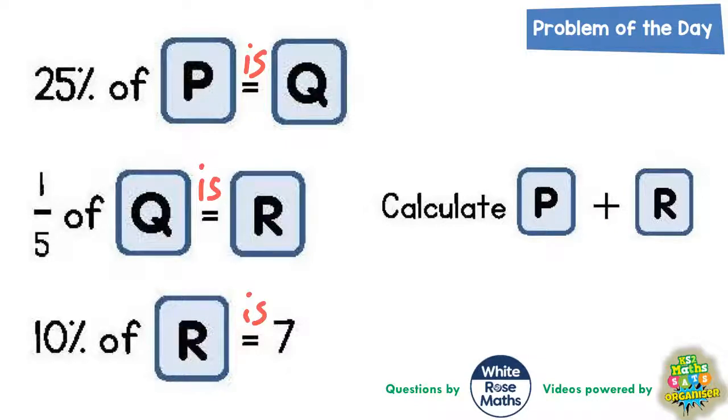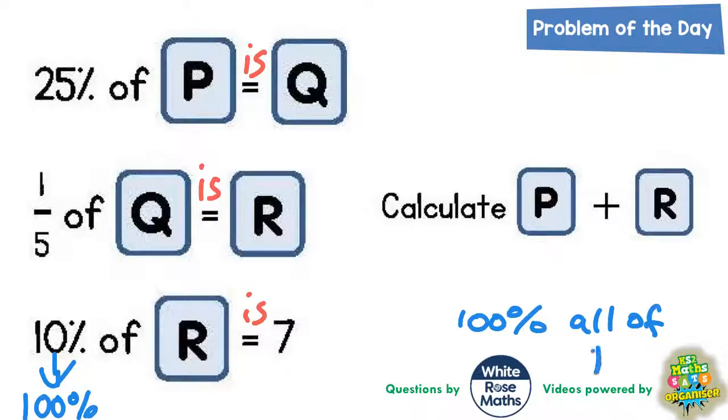And we've got to calculate P plus R. Well, the trick with this one is actually to work in reverse. We actually need to figure out what R is first and work backwards. So if 10% of R is 7, we need to find what R is. Well, we need to build that 10% back up to 100%, which is going to be all of R.